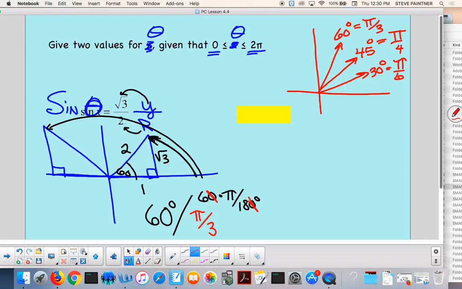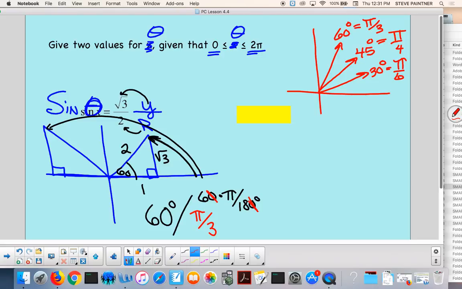And I call them the big three because if you just start counting by 30 degrees, like watch. If I count by 30, that's 1/6 pi. Another 30 would be 2/6 pi, which is really 1/3 pi. And you can keep counting by 30s or 45s or 60s, and you'll get there eventually. Hang on, I'm not done.